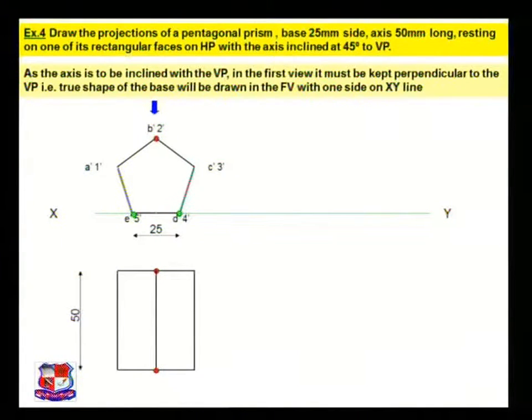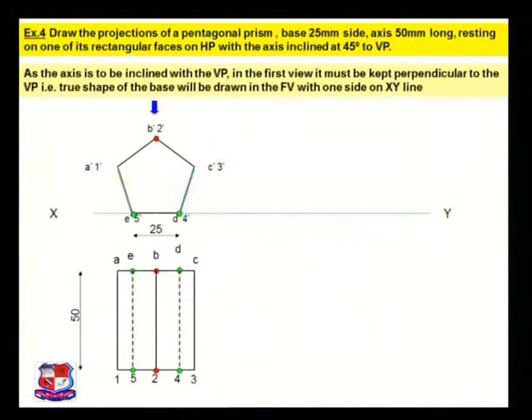Then about these 2 points shown by this green color, E dash 5 dash and D dash 4 dash, both are away from us. If we are looking from here, these 2 corners will not be visible. Hence from these points, draw vertical lines. They will cut this rectangle at 2 points over here, 2 points over here, and join them with the dotted line because it is invisible like this. So these 2 dotted lines represent the bottom base. Name the endpoints A1, B2, C3, D4 and E5.